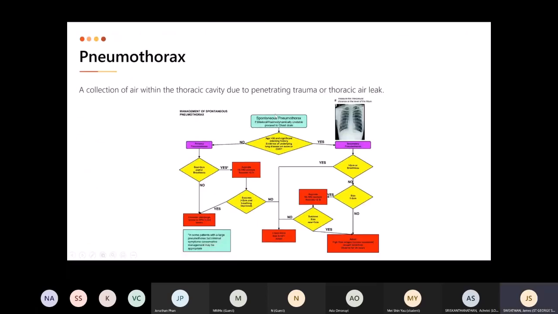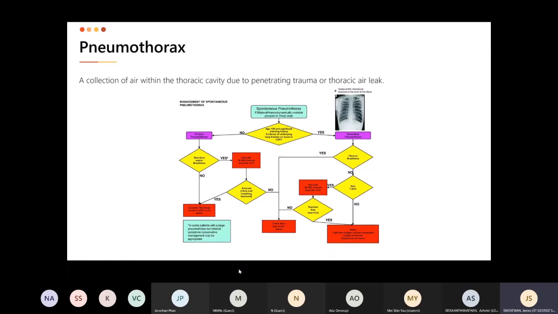And here is a BTS guideline for you, so you don't have to go look it up. That's basically just a more complicated version of what I've put.